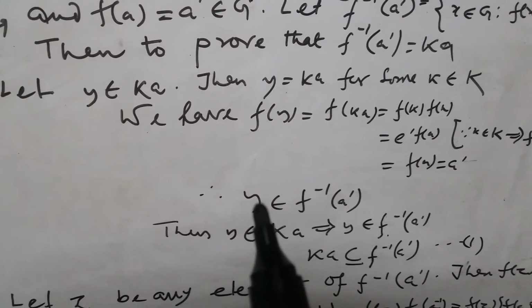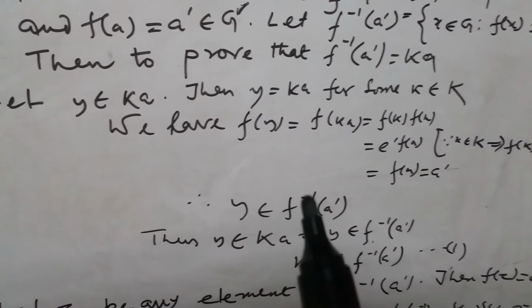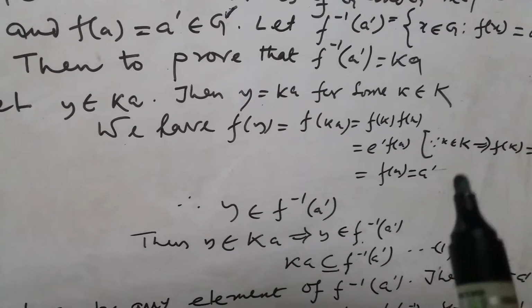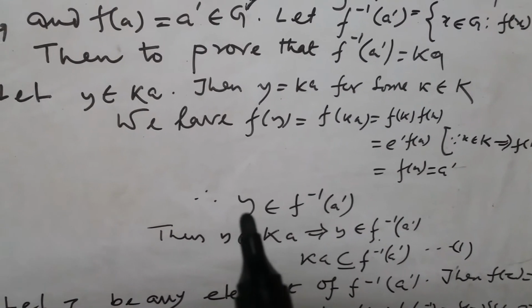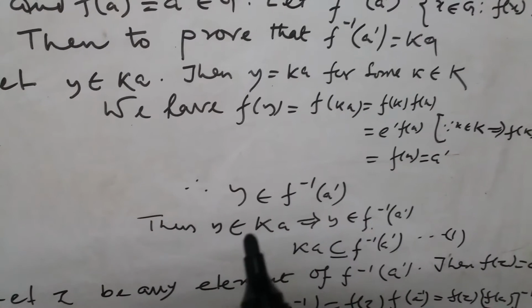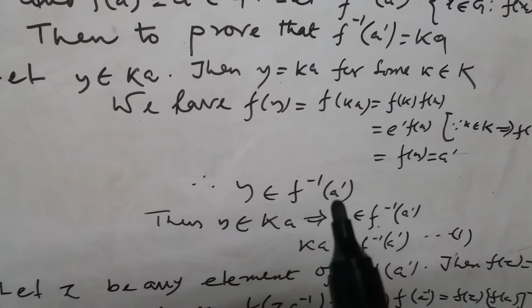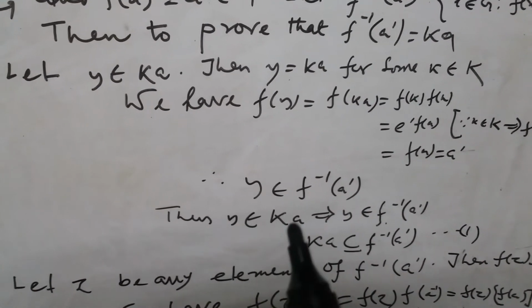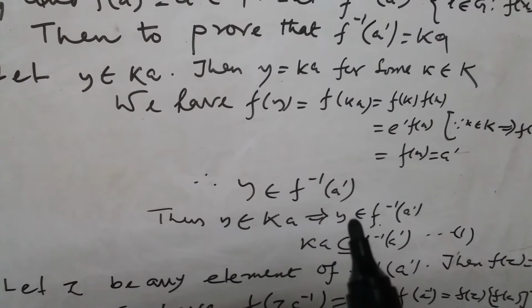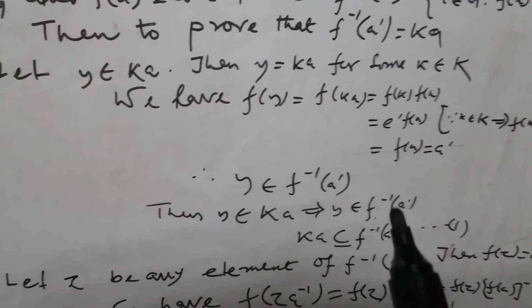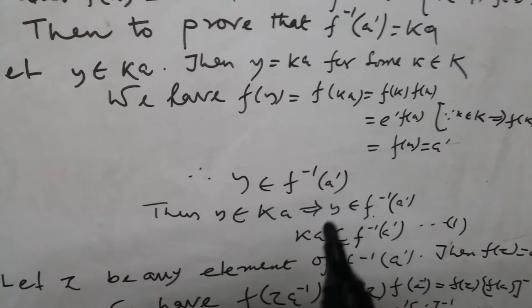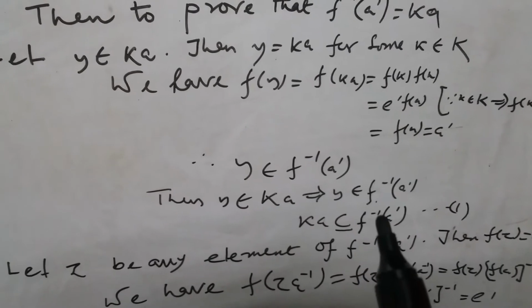So Y belongs to F inverse of A dash. Thus Y belongs to Ka implies Y belongs to F inverse of A dash. So Ka is a subset of F inverse of A dash.